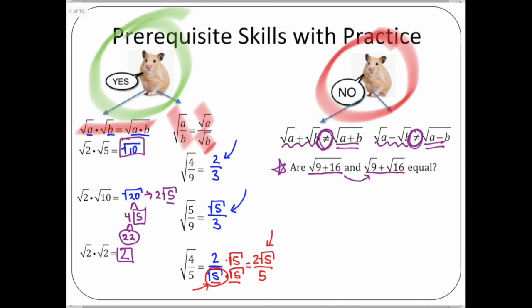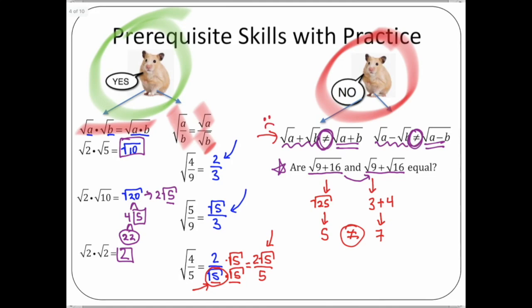Let's go ahead and break this down. So 9 plus 16 under the radical sign is going to give me 25. The square root of 25 is 5. However, if I were to do each one of these separately, the square root of 9 and the square root of 16, I would get 3. Square root of 9 is 3. Square root of 16 is 4. And that would give me 7. So that shows us that they're not equal. And so this is definitely not a property.